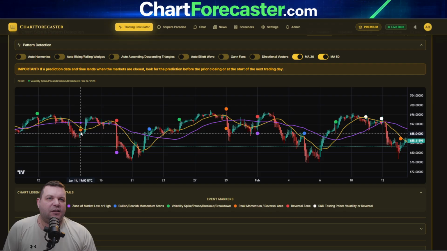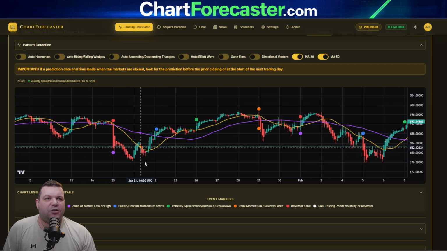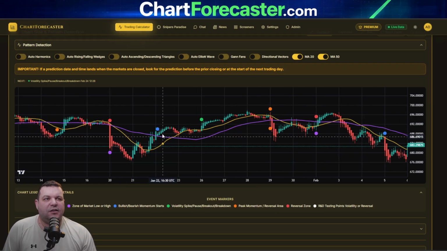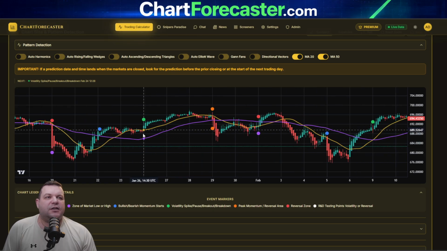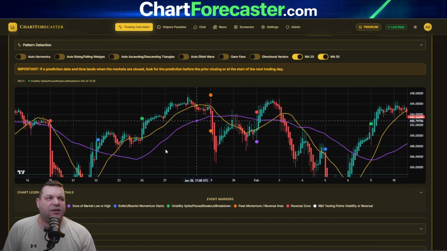So here it predicted that there would be peak momentum or a reversal area. It ended up being both. Price came down, went to the upside. And keep in mind, you know about all these points in time 9 days in advance. Here it detected that bullish or bearish momentum would start, which it did. You can see here volatility spikes, breakouts, breakdowns. This was a great move. I mean, it predicted this right down to the open. That was really, really phenomenal.